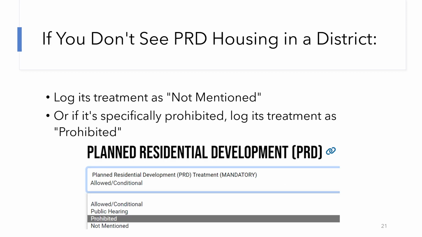Before we get into the logistics of districts that do have PRD housing, if you have districts that do not allow PRD housing at all, or where you simply cannot find any PRD regulations, you can log the treatment for that section as not mentioned or as prohibited if it's specifically prohibited. You can see the example below.